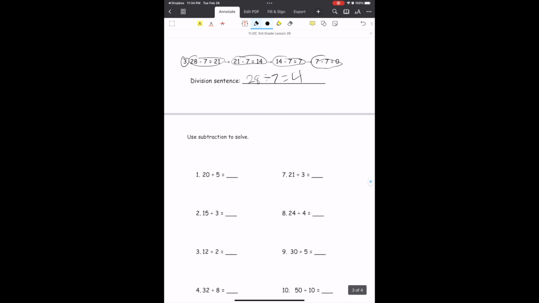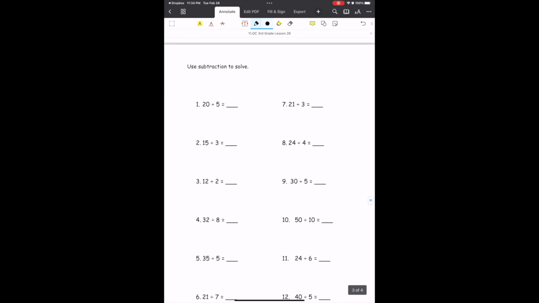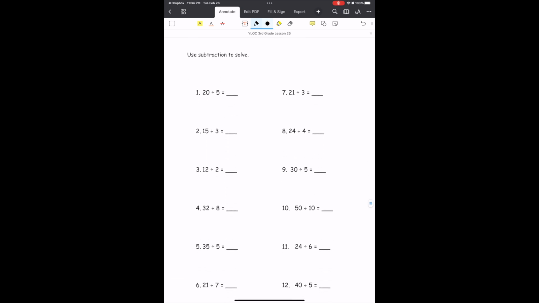So yeah, that's how you do that. So now let's go to page 3. Use subtraction to solve these division equations. So let's start with number 1.